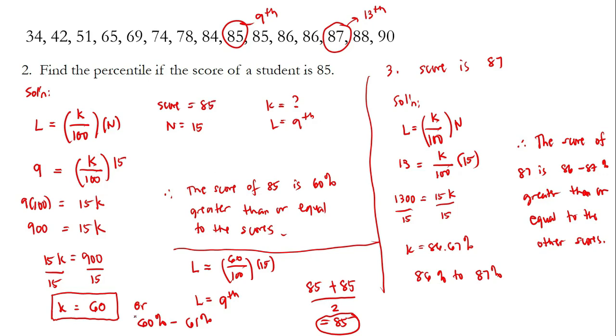Okay, to be safe, we will use an interval for the percentile. So, if your score is 85, then your score is greater than or equal to 60 to 61% of the other scores. So, let me just change this one. We have 60 to 61%, greater than or equal to the other scores. Okay, so that's it for percentiles. I hope that you learned the concept of percentile.